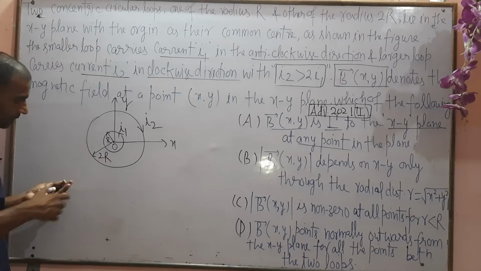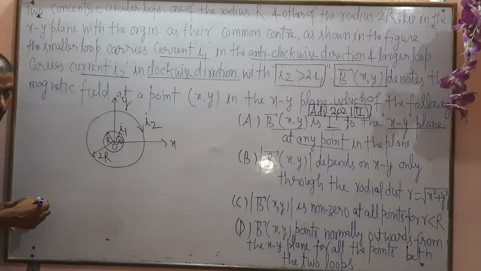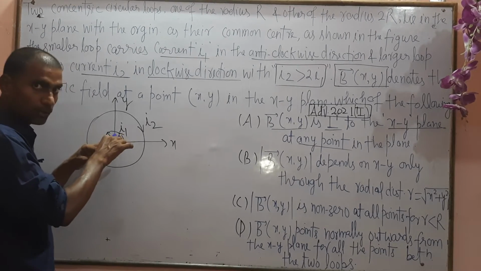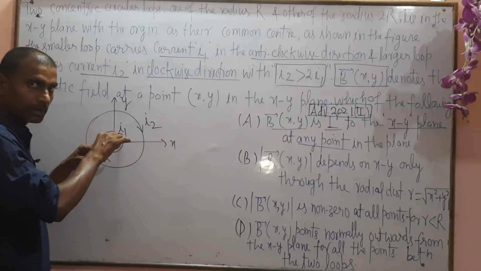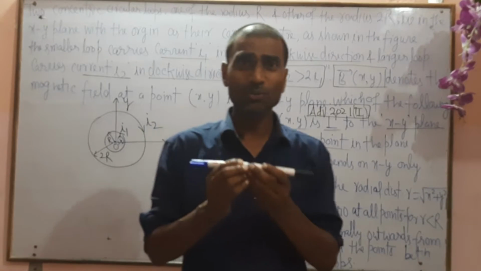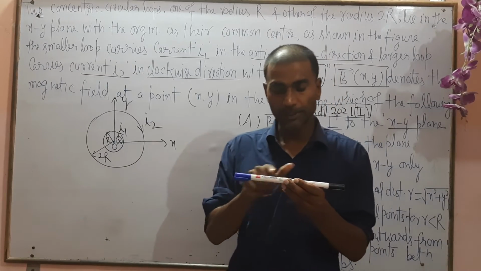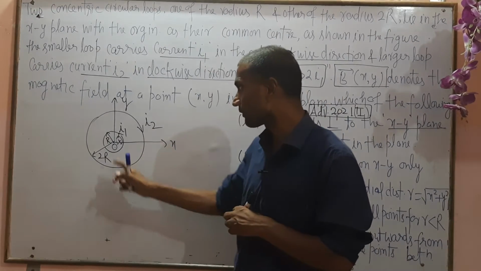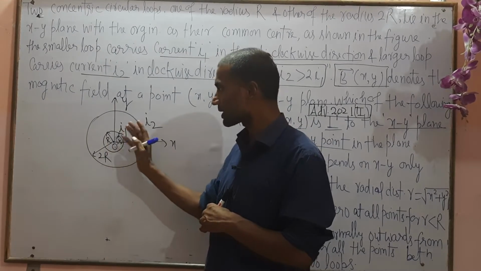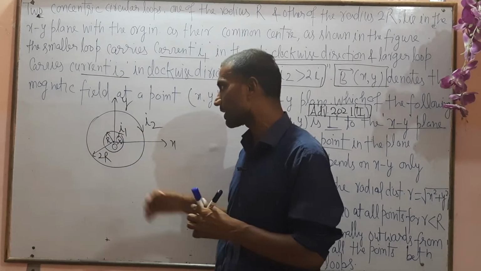Okay, this is the outside, this is the inside. So the net direction of the magnetic field will be perpendicular, because this is the inside and this is the outside. If two vectors are opposite, the net vector will be along these two vectors. So the direction of the magnetic field will be perpendicular to the xy plane, either outside the xy plane or inside the xy plane.